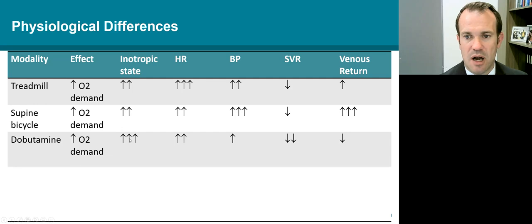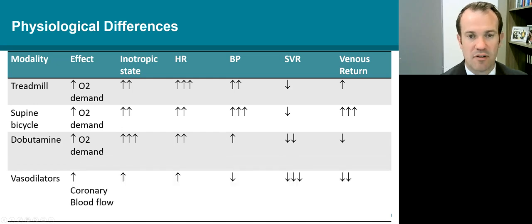Dobutamine, we see a robust inotropy. There's also a vasodilatory effect, and so the blood pressure response is less robust. And for vasodilators, obviously, it's a completely different type of stress test. We're not trying to increase oxygen demand, we're increasing coronary blood flow. And here we'll see a drop in blood pressure and a significant drop in SVR and venous return. So each of these types of stress tests are different in terms of physiology. And so for particular patients, we may decide to go with one test over another.